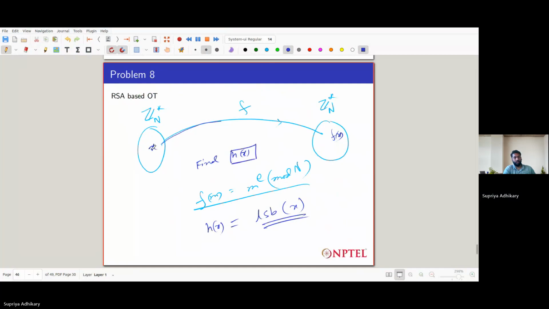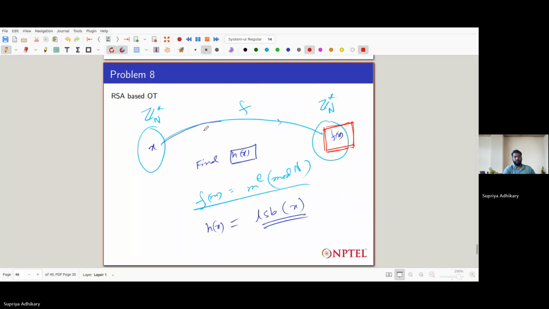That means we have been given this f(x). This is public. Now the challenge is to find h(x) given f(x). That means the challenge is to find whether this x is an even number or an odd number if we are given this f(x). So that is a hard problem.